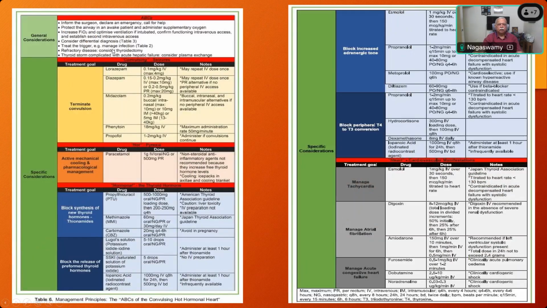If it is happening during the surgery, inform the surgeon, declare an emergency, call for help, and protect the airway in an awake patient, or administer supplementary oxygen, increase FiO2, optimize ventilation in an intubated patient, consider differential diagnosis, treat the trigger, and in refractory diseases, consider thyroidectomy after the procedure. Thyroid storm complicated with acute hepatic failure, consider plasma exchange. These are all two extreme cases, and how to manage that is given in that.